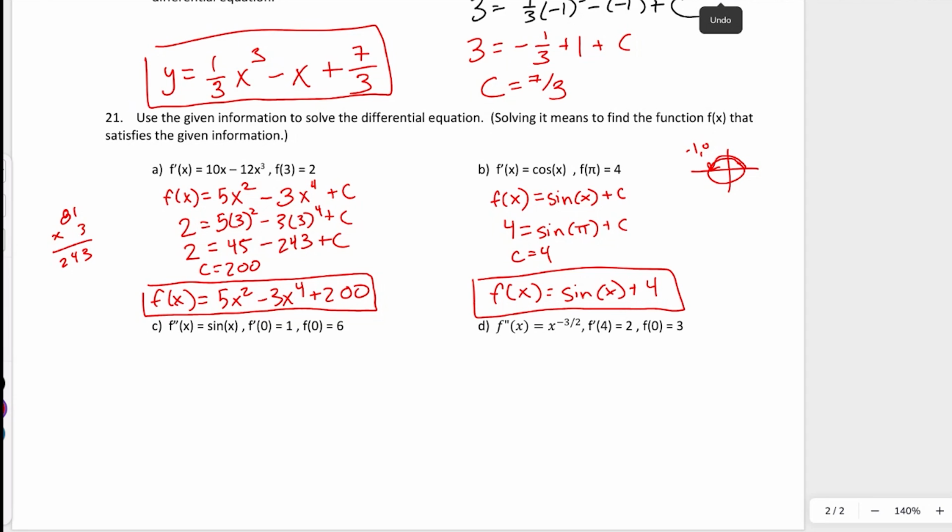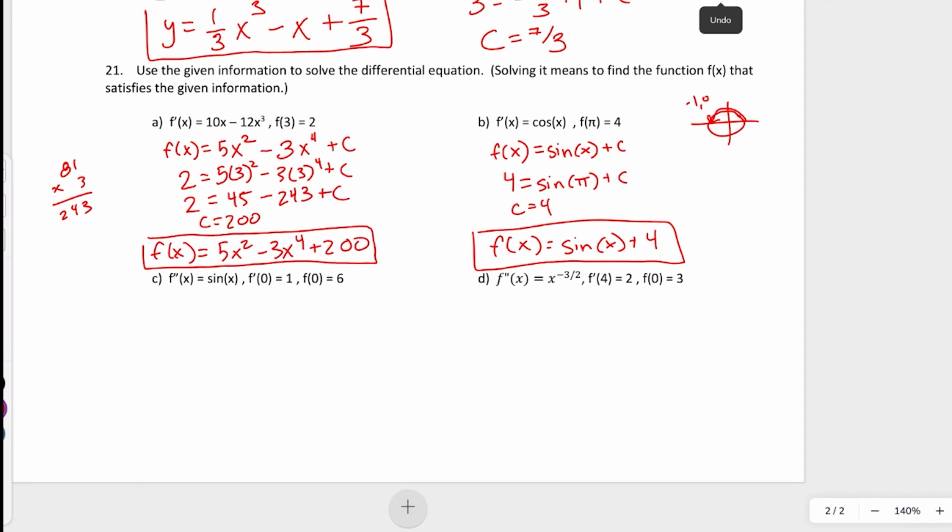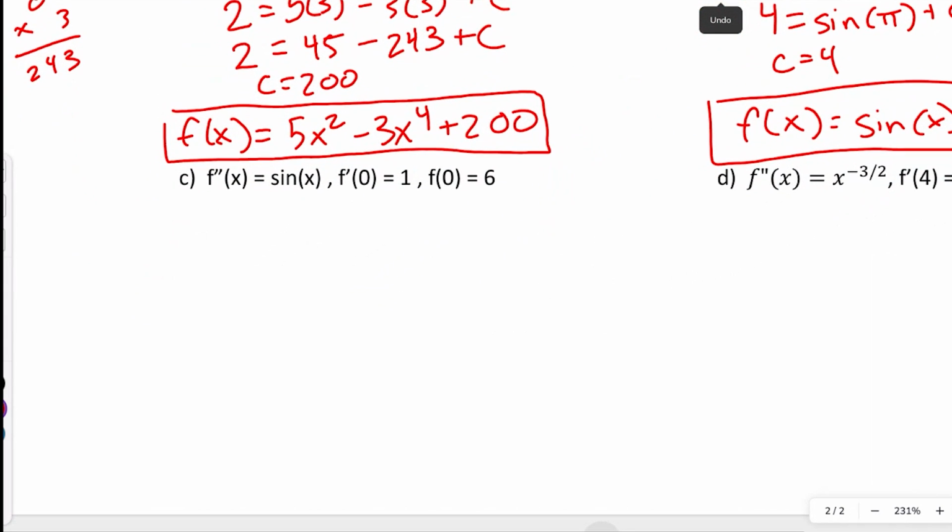Now for c and d, we're going to have to start with the second derivative and work our way to the first derivative. But we can do that. So let me zoom in here on c. If the second derivative of f is sine of x, we'll first integrate that, find that antiderivative of sine x, which is negative cosine x. So f prime will be negative cosine x plus c. And we need to find that c so we know what the first derivative is.